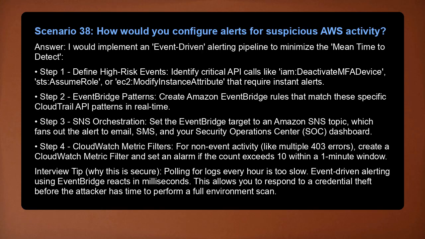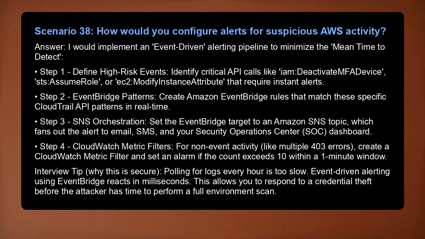Scenario 38. How would you configure alerts for suspicious AWS activity? Answer. I would implement an event-driven alerting pipeline to minimize the mean time to detect. Step 1. Define high-risk events. Identify critical API calls like IAM:DeactivateMFADevice, STS:AssumeRole, or EC2:ModifyInstanceAttribute that require instant alerts. Step 2. EventBridge patterns.